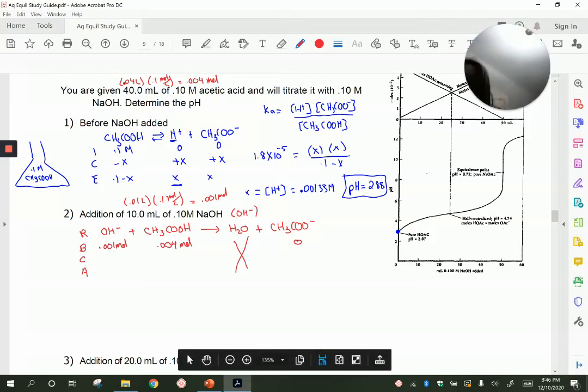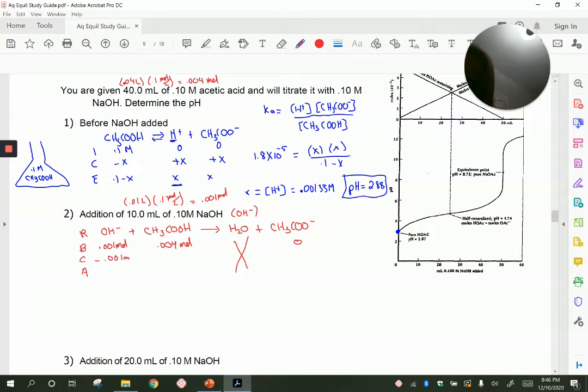So my change is negative 0.001 moles because my hydroxide is my limiting reactant, so that means it all gets used up. So because it's a 1-to-1 ratio, I'm going to use up the same amount of my acid, and I'm going to form the same amount of my acetate. So after the reaction is done, I don't have any more hydroxide, no more NaOH, it's all used up.